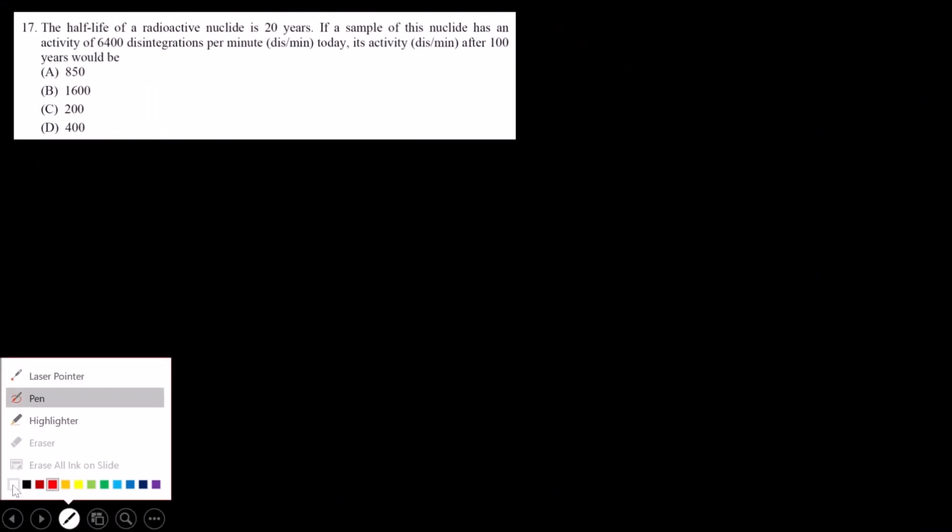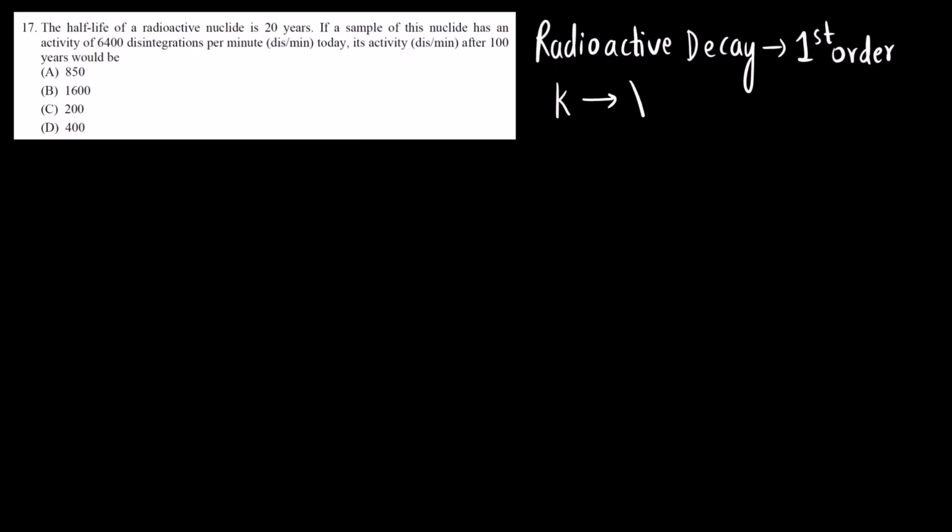The first important thing to be understood is that radioactive decay also follows first order kinetics. Radioactive decay also follows which order kinetics? First order kinetics. And so everything is the same as that of first order kinetics? No. There is only one change: instead of rate constant K, the symbol is different. We say lambda. Instead of rate constant K, we write lambda, that is the decay constant. All the formulas will remain the same.